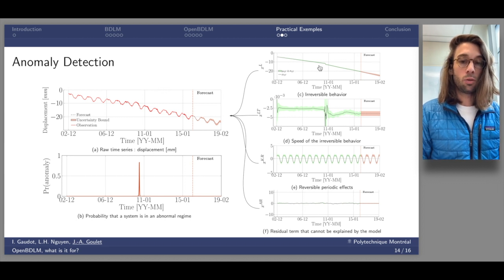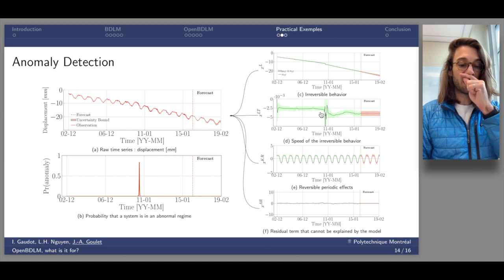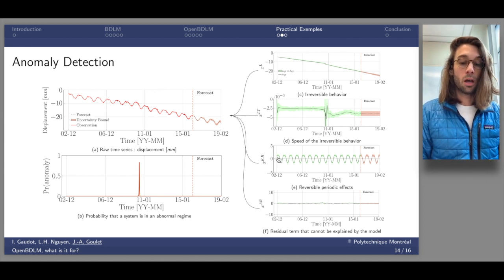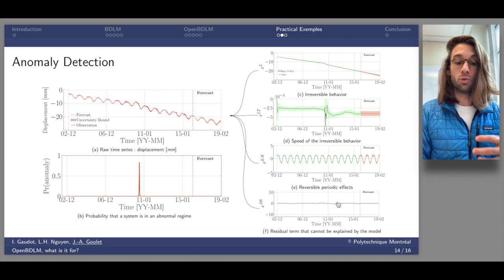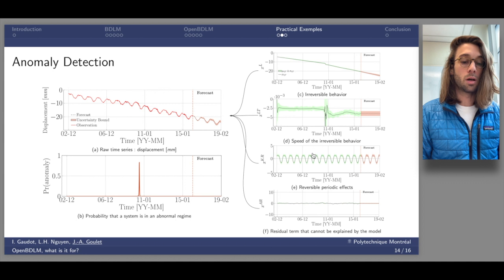So this was the level baseline, this was the local trend, the speed of change of the baseline. What we have here is the irreversible behavior, represented by a kernel regression component. And what we have finally is the residual term, what cannot be explained by the other components in the model. And we can see here that clearly we can easily identify the regime switch that corresponds to an anomaly in this case.